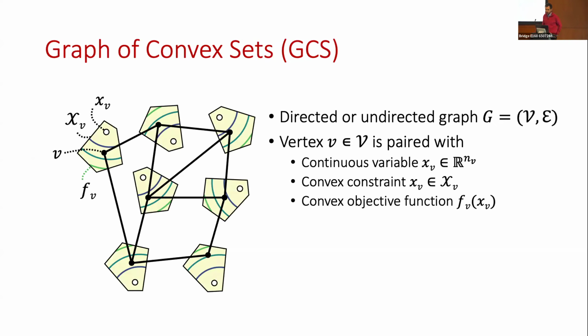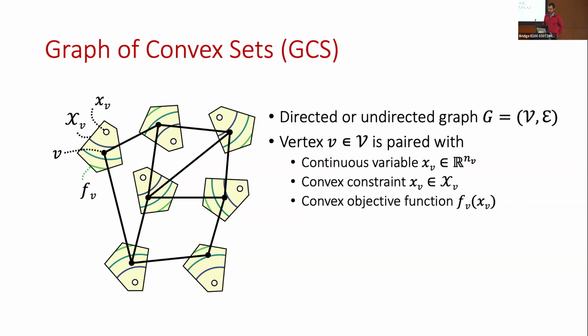So specifically, every vertex in a GCS is paired with a convex program that is defined by three objects. A continuous variable, lowercase x_v. Then we have a convex constraint of this form, defined by the set calligraphic X_v. And then we have a convex objective function, f_v, that given the value of the continuous variables, returns the weight of the vertex.